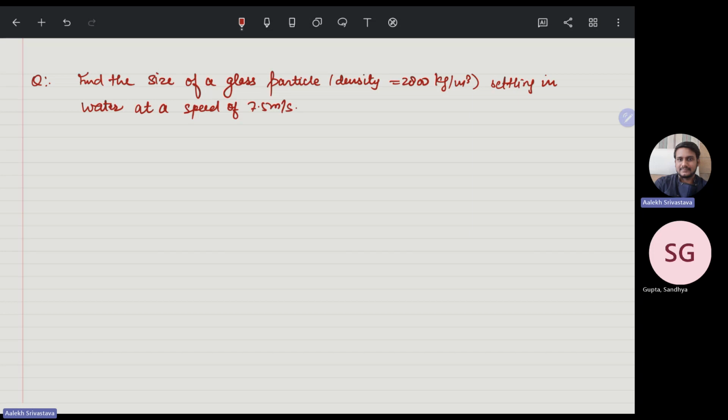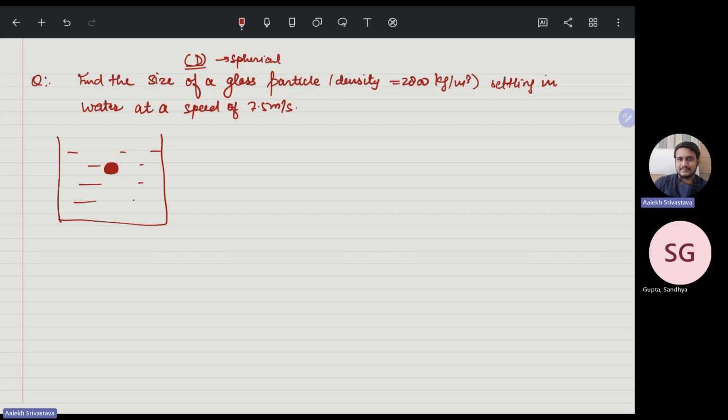So you have a tank filled with water and there is a glass bead, and the terminal velocity achieved is 7.5 meter per second, and we need to find the size of this particle, ultimately the diameter of this particle. It is a spherical particle. What is the diameter of the particle so that it will achieve a terminal velocity of 7.8 meter per second.